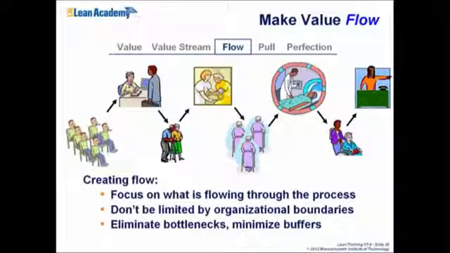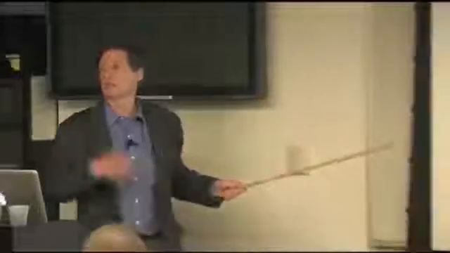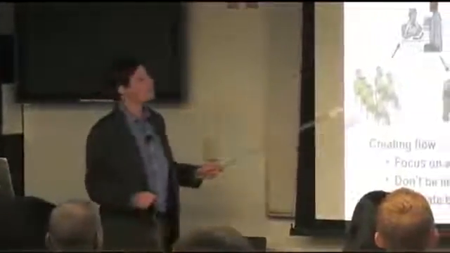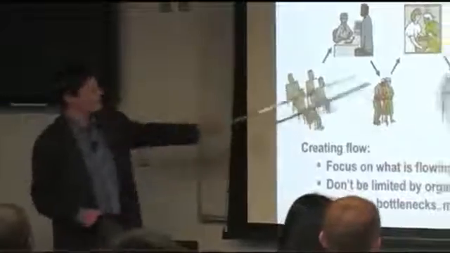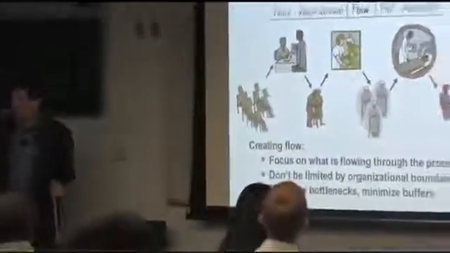So let's talk about flow. If we have a value stream, this is a patient value stream. We have people coming in and going through diagnostic procedures and hopefully leaving in better shape than they came in. And we would like to create flow in this system. We have to think about a bunch of things. We obviously want to focus on what is flowing. Again, the value stream map is a map that looks at the product, in this case the patient, flowing through the process.